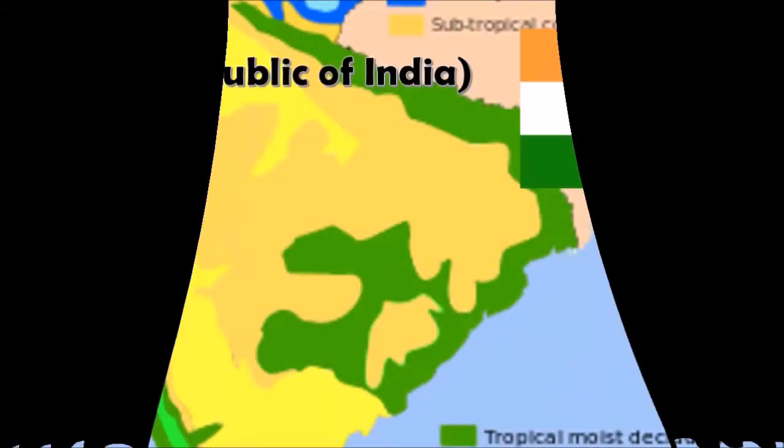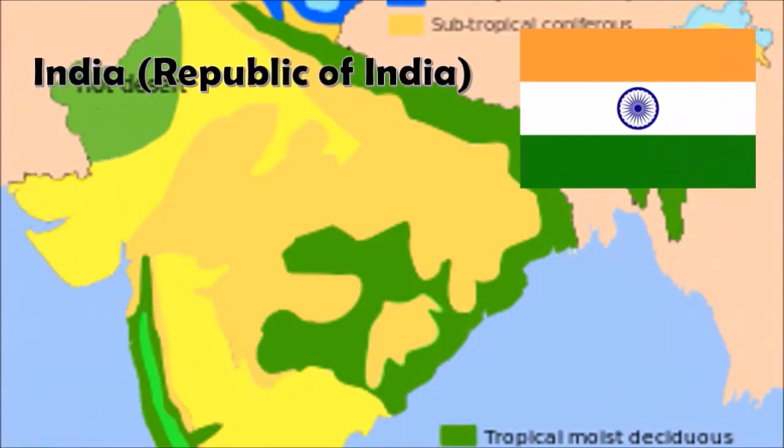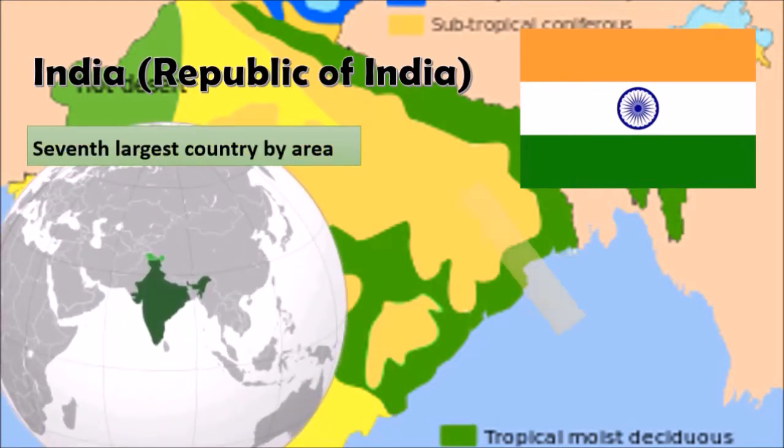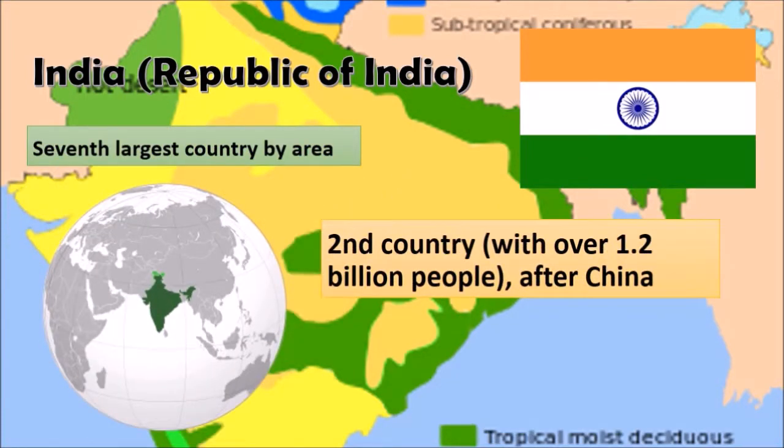India, officially the Republic of India, is a country that occupies the greater part of South Asia. It is the seventh largest country by area, the second most populous country with over 1.2 billion people after China. It is also the most populous democracy in the world.